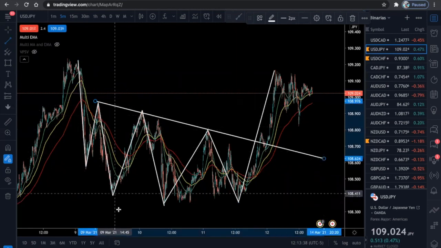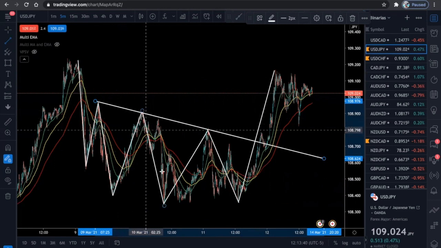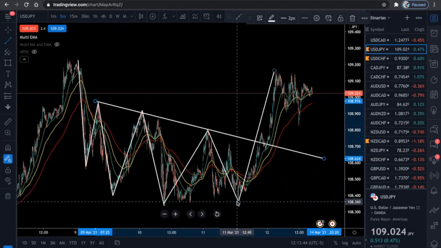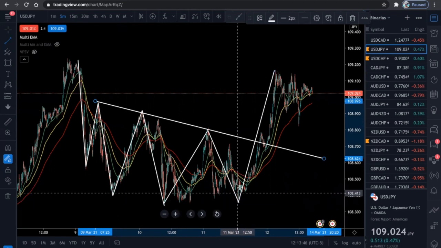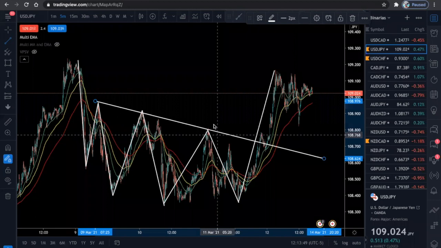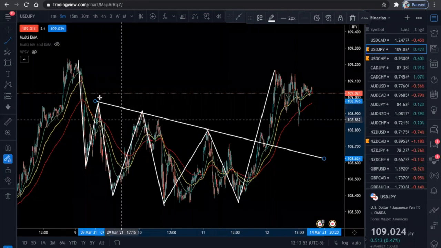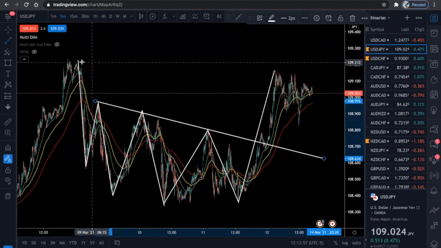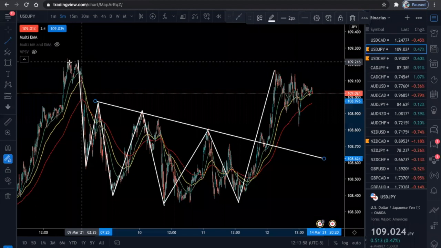You had lower lows, lower highs, lower lows, lower highs, lower lows, and then the price started gaining strength to the upside. It broke this previous high, it broke this previous high, and it broke this previous high, reaching almost the highest before. Okay, so what can I see at the beginning of this downtrend?